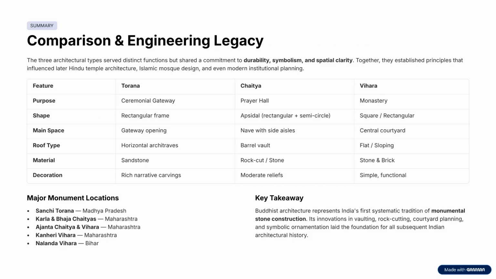To summarize, Toranas, Chaityas, and viharas each served different functions but shared common engineering principles and architectural excellence. Toranas demonstrated stable post and beam construction with artistic carvings. Chaityas introduced advanced vaulted roofs and rock-cut engineering, while viharas showcased efficient courtyard planning and climate-responsive design. Together, these structures established India's first systematic tradition of monumental stone architecture. Their innovations in structural stability, excavation techniques, natural lighting, ventilation, and sustainable planning influenced later Hindu temples, Islamic architecture, and modern institutional buildings. Their engineering achievements continue to inspire architects and civil engineers across the world.